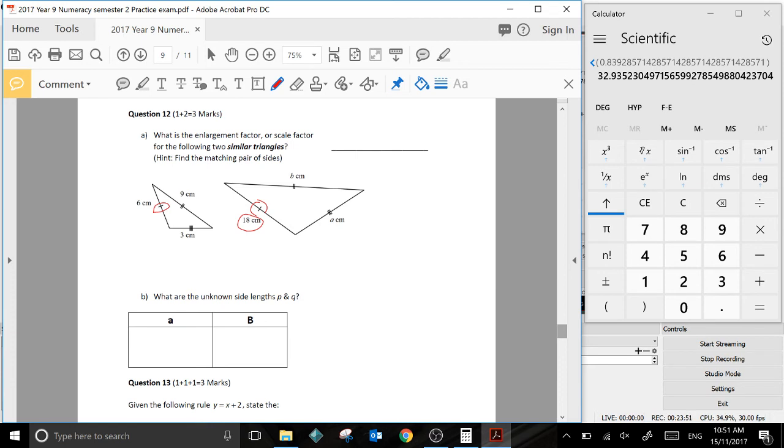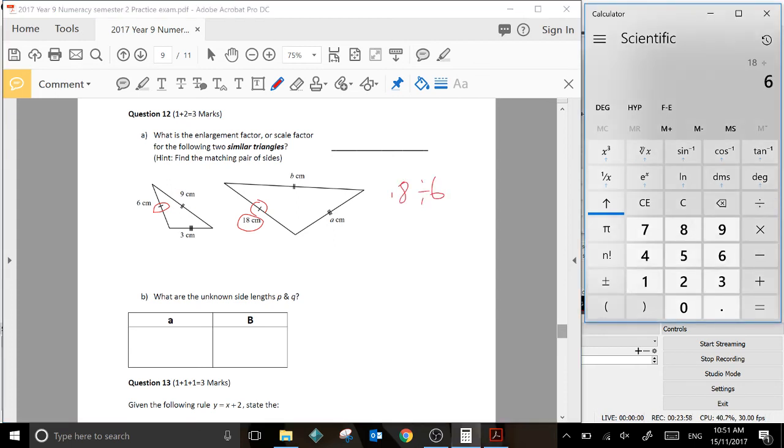So what's it multiplied by? Well, to work that out, all I need to do is do 18 divided by 6. So I do that on the calculator. I get 3. So that means that all of those sides have been multiplied by 3. That's the scale factor. So then question B goes on to say, well, what is A and B equal to?